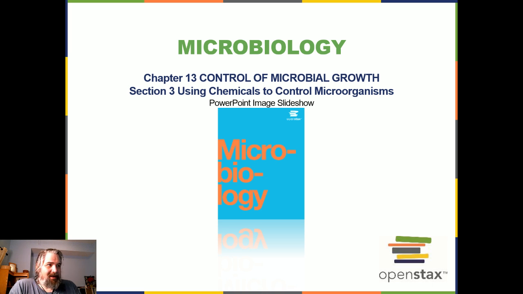So, like I said, today we're looking, as you can see, at Chapter 13, Control of Microbial Growth, Section 3, Using Chemicals to Control Microorganisms. This is not about antibiotics yet. That is in the next chapter. And after that, we can roll into the last few chapters, including immunity, before we go into the disease stuff. And that'll be the end of your year.